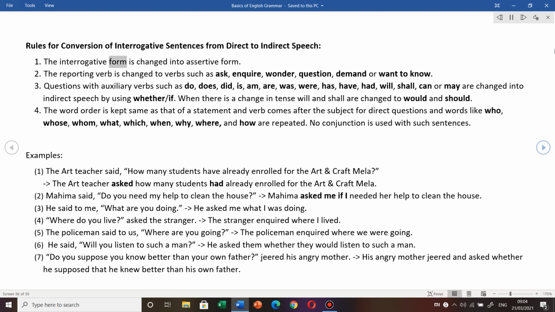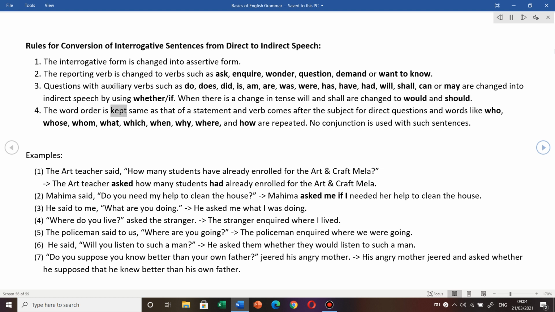The interrogative form is changed into assertive form. The reporting verb is changed to verbs such as ask, inquire, wonder, question, demand or want to know. Questions with auxiliary verbs such as do, does, did, is, am, are, was, were, has, have, had, will, shall, can or may are changed into indirect speech by using whether or if. When there is a change in tense, will and shall are changed to would and should.